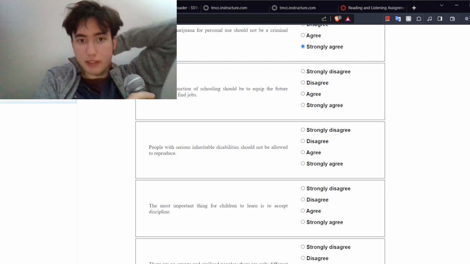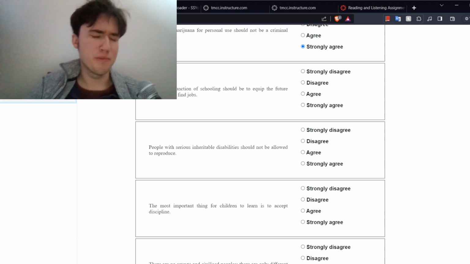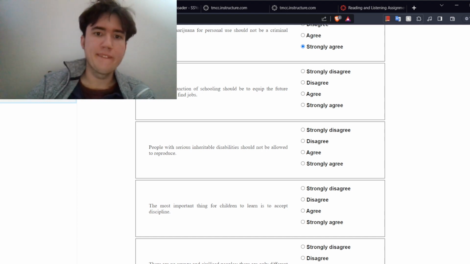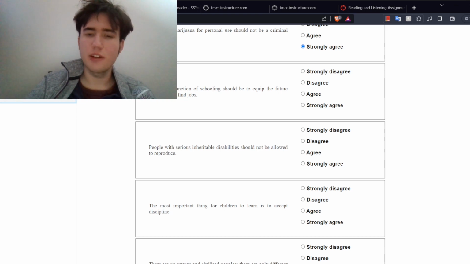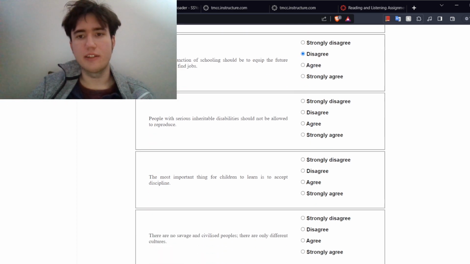The prime function of schooling should be to equip the future generation to find jobs. That should be a function of schooling. I don't know if it needs to be the prime function, but I don't know what the prime function needs to be anyway. General education, just like learning more stuff about the world. That should be the prime function. So I guess I would disagree with that slightly.